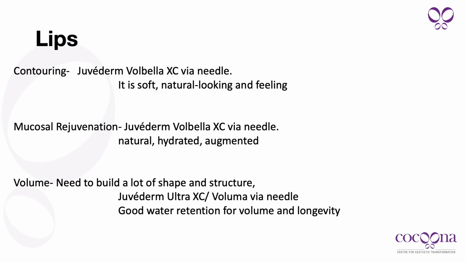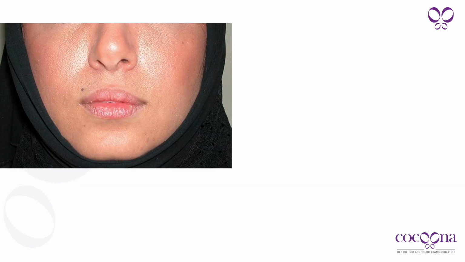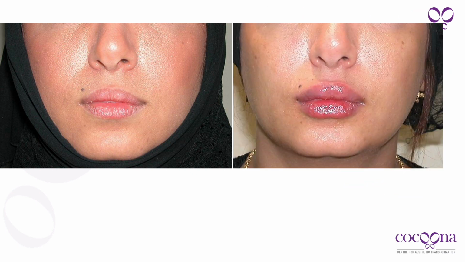For this you need thicker fillers like Ultra XC or Voluma, or even Volbella using a needle technique. You could always use a cannula as well. These fillers often have good water retention for volume and longevity. So this patient has good volume, but what she needs is basically rejuvenation of the mucosa and some enhancement of the white roll and the Cupid's bow, and that's immediately after the filler, with mucosal improvement, some volume enhancement and contouring of the lip. So overall, keep it natural.